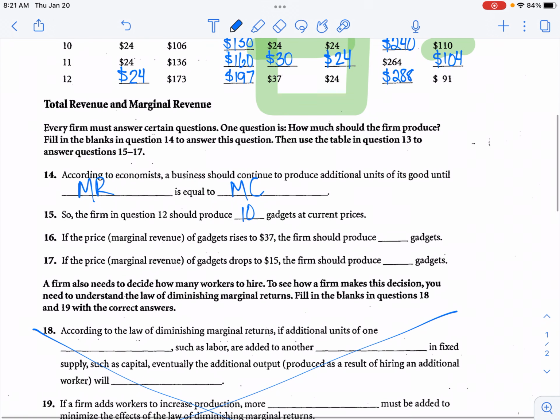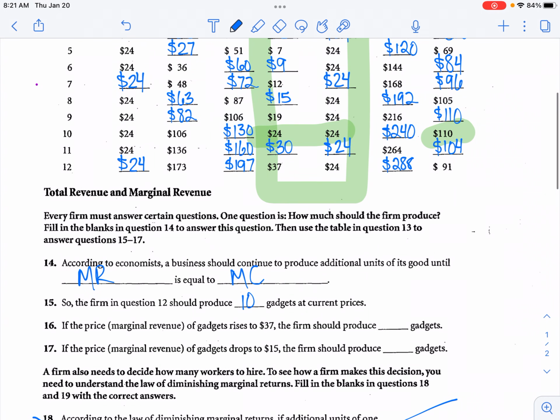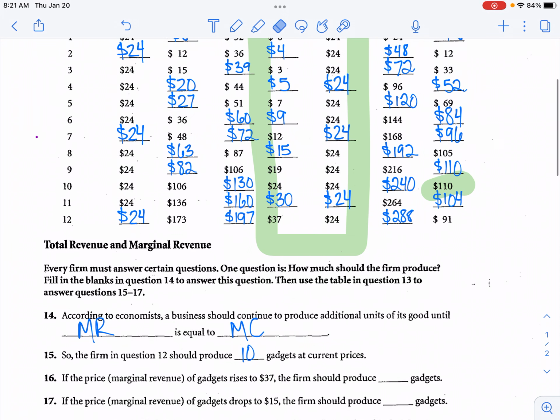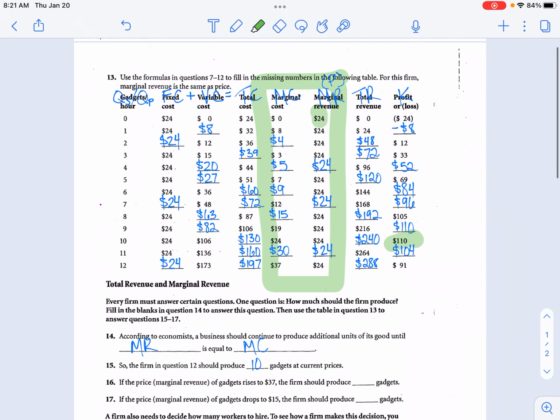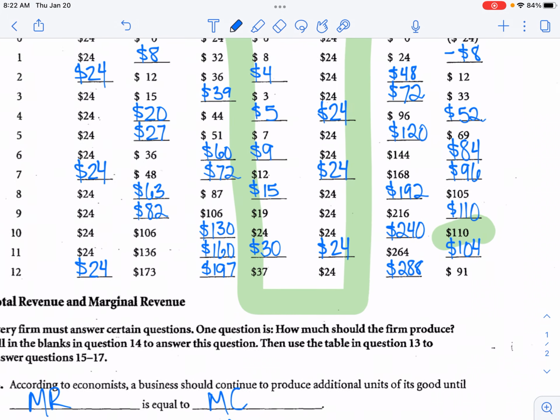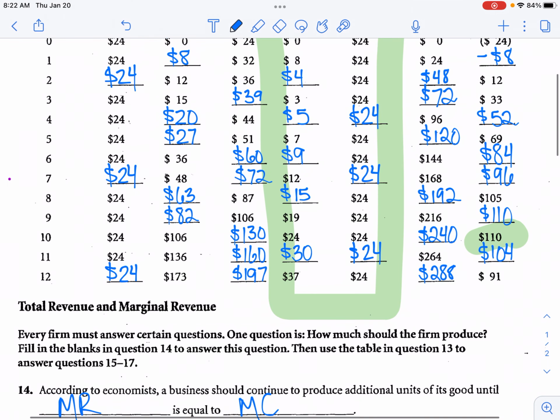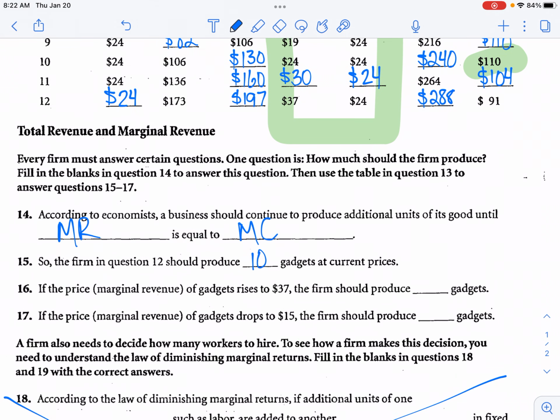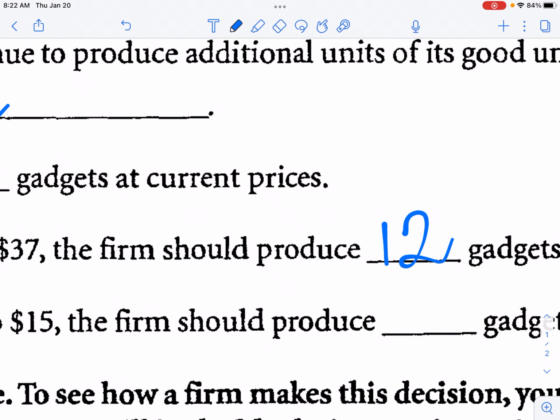But if the price of gadgets rose to $37 in number 16, then the firm should produce more of them because we've got more revenue coming in. So imagine that all the numbers in the marginal revenue row, instead of being 24, are 37s. What you'll need to do is look for where the marginal cost is $37 as well. And that's not until you get to the 12th row. So if the price were to rise, the firm could produce more per hour, and they should produce 12 gadgets.